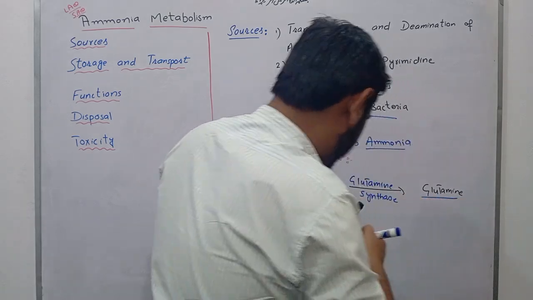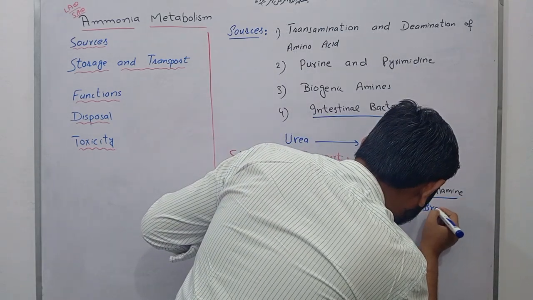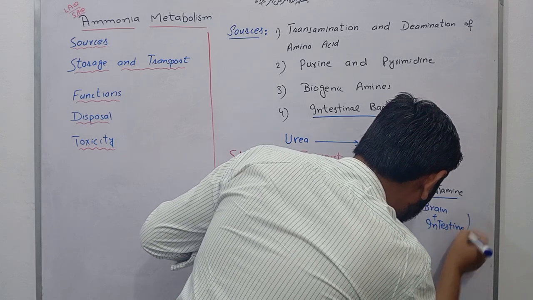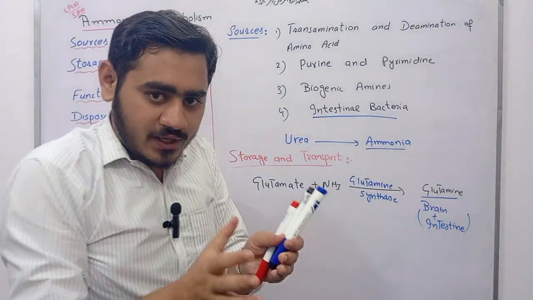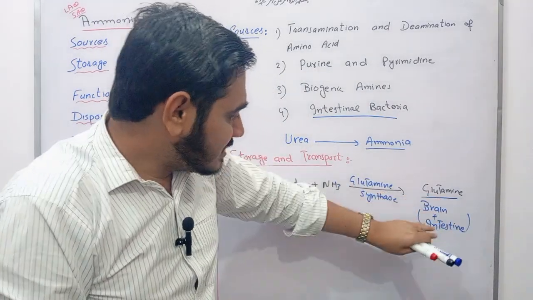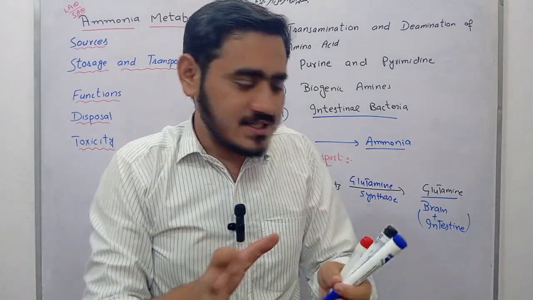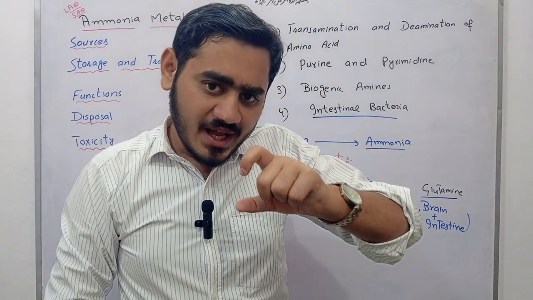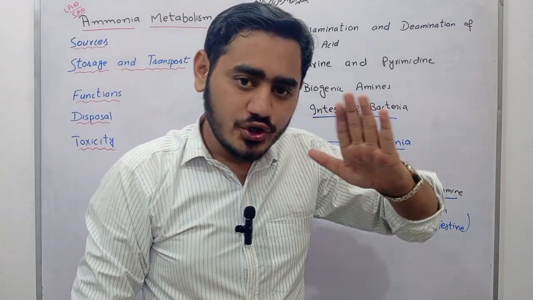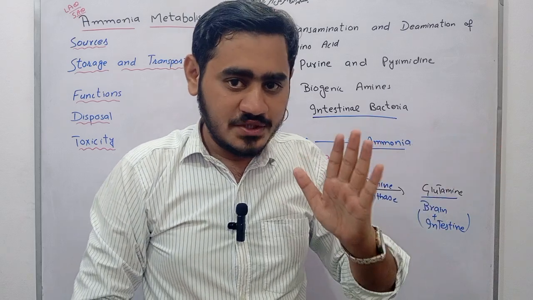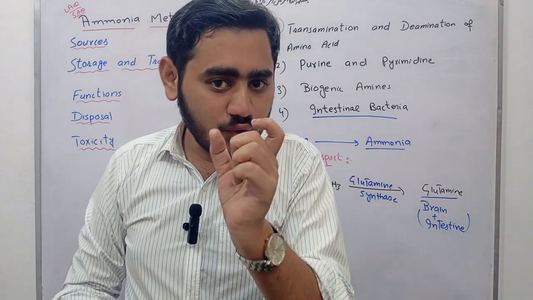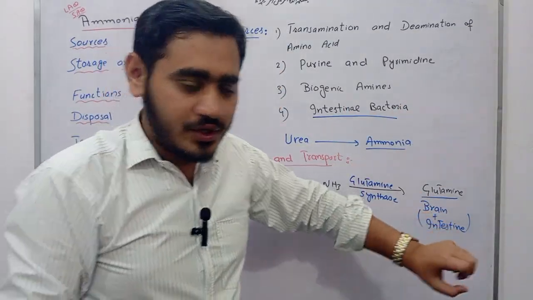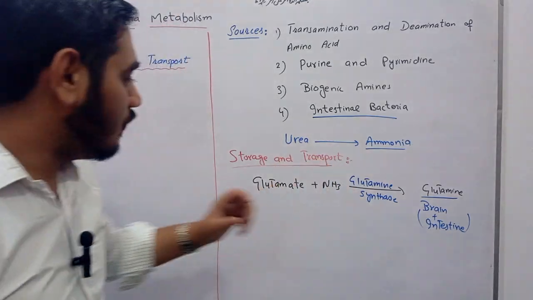This glutamine is stored only in the brain and intestine. This ammonia in the form of glutamine is stored only in the brain and intestine. Okay, so this is the storage point of view. While this ammonia as glutamine is transported into the liver. I'm repeating, this ammonia in the form of glutamine is transported into the liver from the brain and intestine. Okay, so this is the storage and the transport of ammonia.